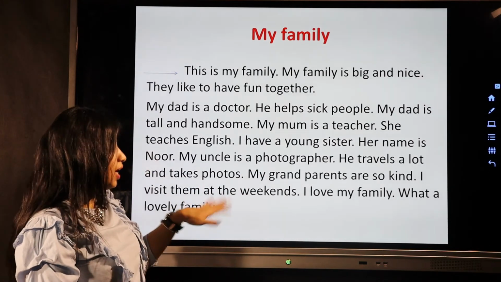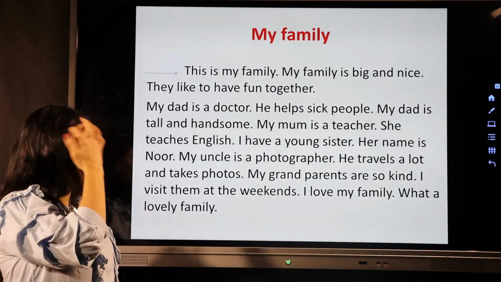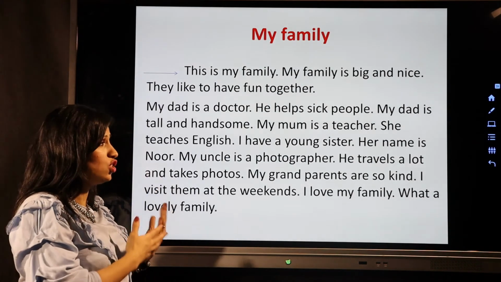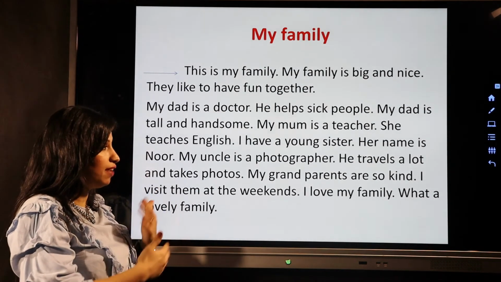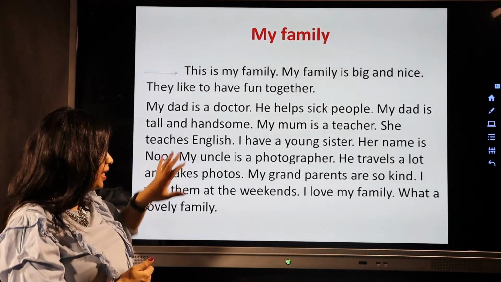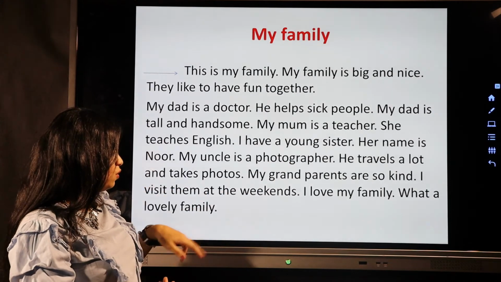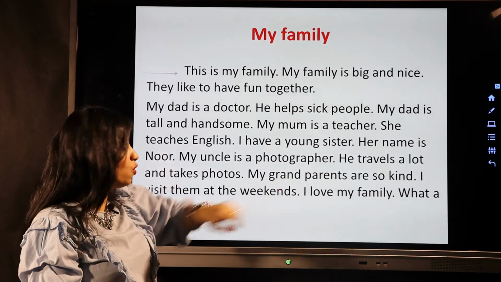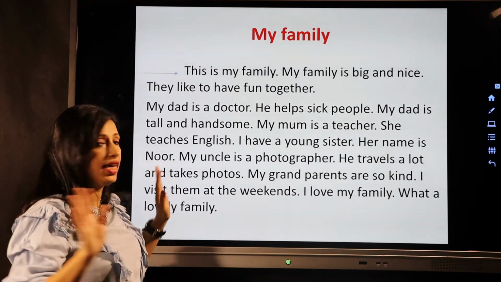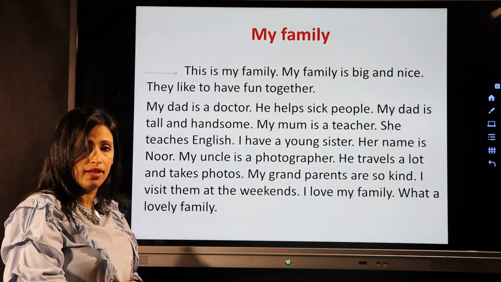Okay. My grandparents, I'm saying more details about my topic or my family. In this topic, I'm here in the middle. I have to write more and more details and all the ideas that I want to say in the middle. My grandparents are so kind. I visit them at the weekend. And here I have finished the middle. Okay, I said everything about my family.